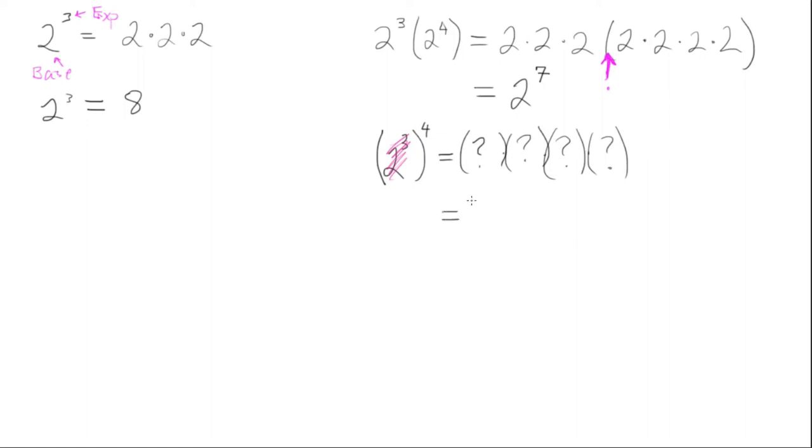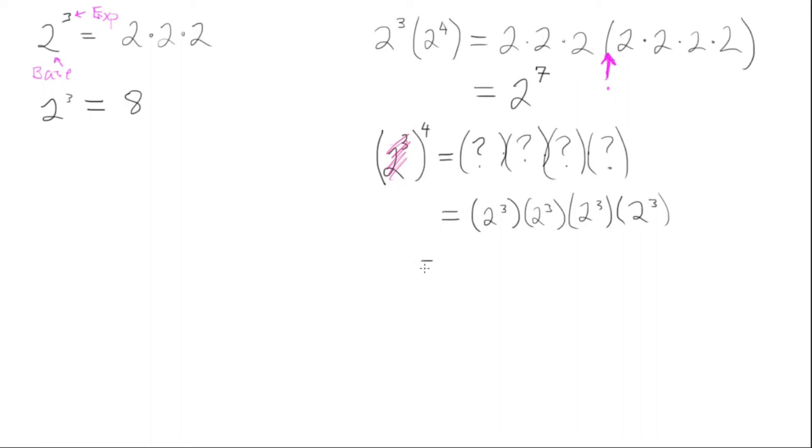But it's not a question mark. It's 2 to the power of 3. So it's 2 to the power of 3 times 2 to the power of 3 times 2 to the power of 3 times 2 to the power of 3. All right, but what does 2 to the power of 3 actually mean? It means 2 times itself 3 times.